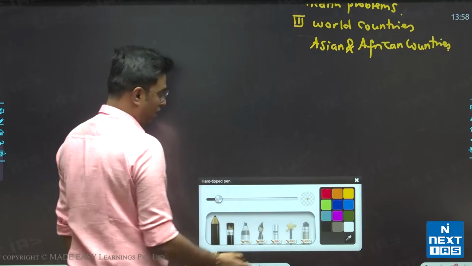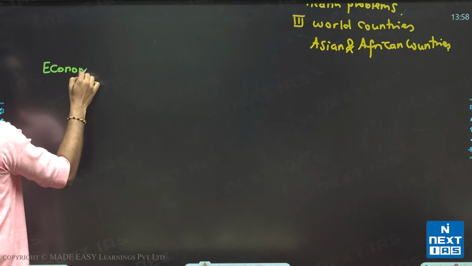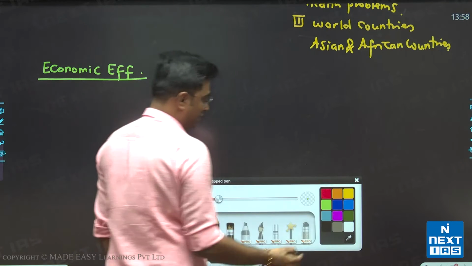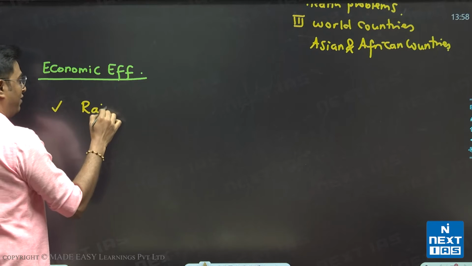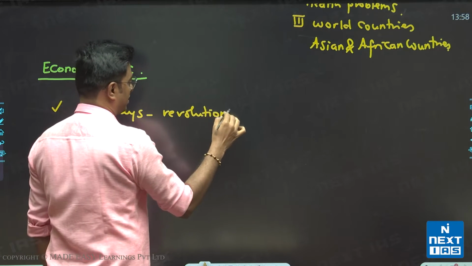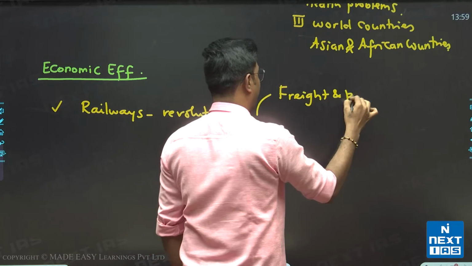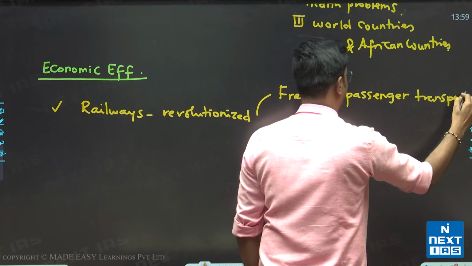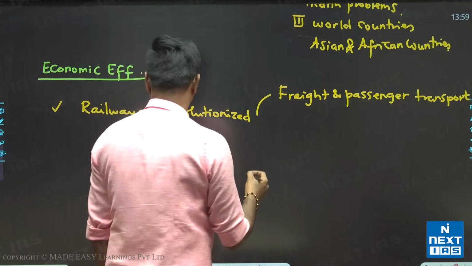Now we will focus upon the economic effects. Under economic effects, you can say that the coming of railways revolutionized freight and passenger transport. Goods and people could be transported at much faster rates as well as at cheap prices.